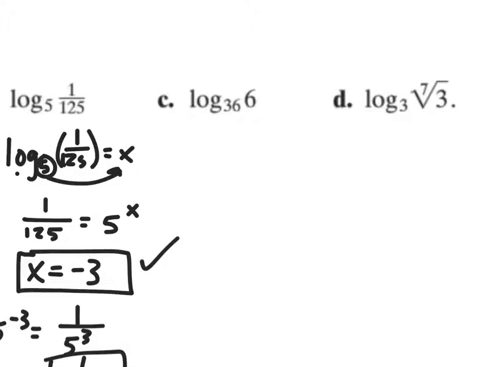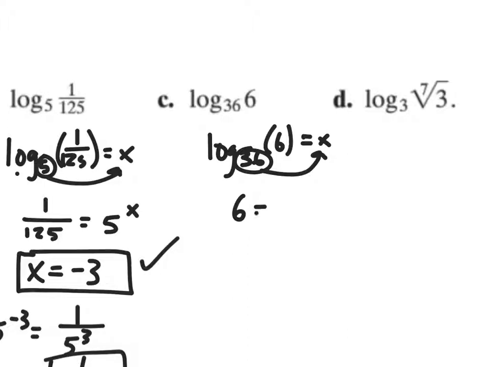And so let's do this. 36, let's rewrite this in exponential form, or set it equal to x. So log base 36 of 6 is equal to x. So I'm going to take 36, make that my base, x is my exponent, and I get 6 is equal to 36 to the x power.